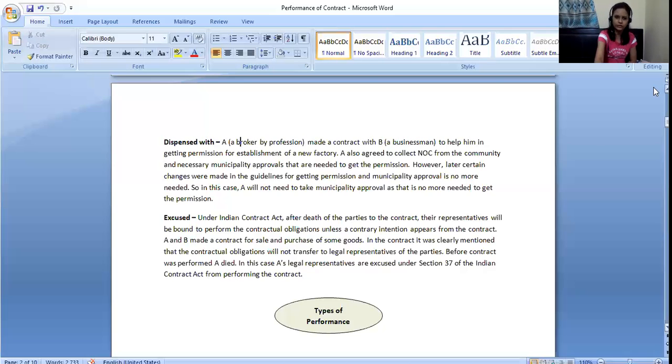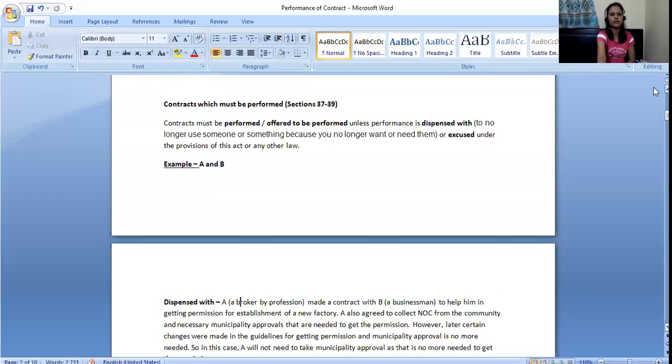So in general, a contract should be performed. Whatever promise we make, whatever agreements we make with another person, it should be performed by us. The only exception that we have is when it's dispensed with, when it's no more necessary, or when it is excused under some kind of law. Under the Indian Contract Act or under different laws, it is excused. We don't need to perform that particular part. Law is giving us an excuse, so in that case also, we don't need to perform it. So in general, you can remember that whatever promise we make, it should be performed and completed. The only exceptions are that it's no more necessary, or law is giving us an excuse that we don't need to perform it. Otherwise, we should complete whatever promise we have made under any kind of contract.